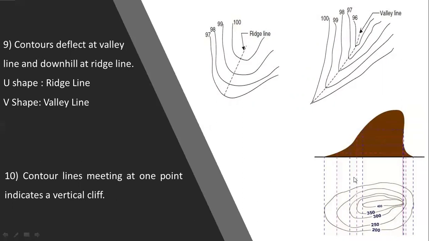The next is contours deflect at a valley line and downhill at a ridge line. Contours deflect at a valley line and downhill at a ridge line, meaning a U shape for a ridge line and a V shape for a valley line. And the next is contour lines meeting at one point indicate a vertical cliff. The starting points are different, but the meeting point is one, so it means it is a vertical cliff.